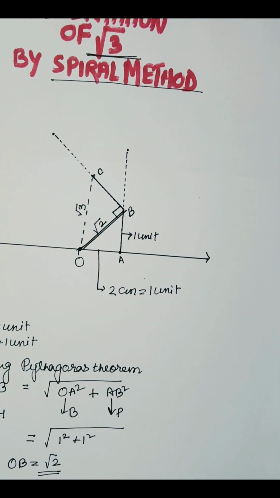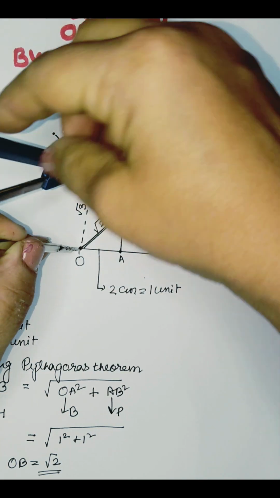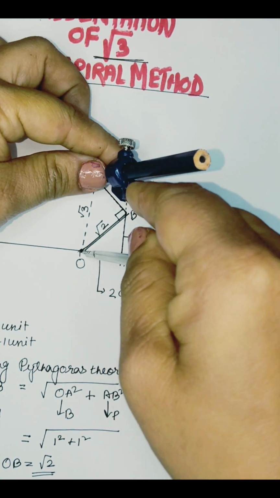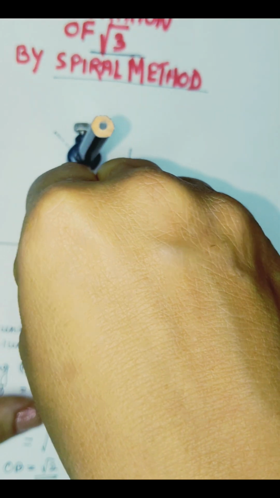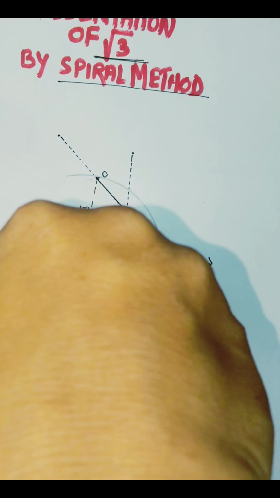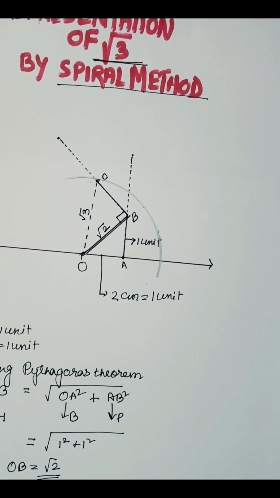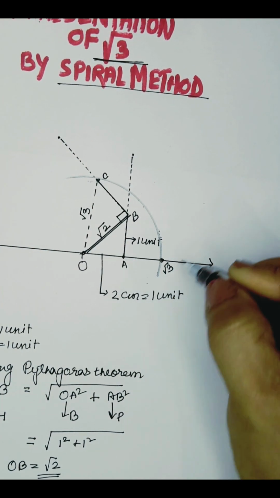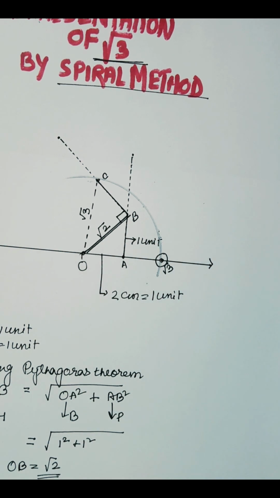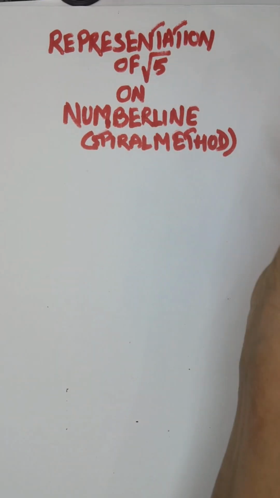OC is the length of the hypotenuse of triangle OBC. To locate root 3 on the number line, let us place the compass needle at point O and take OC as the radius. Draw an arc cutting the number line on the positive side. The point where the arc intersects the number line is the position of root 3. And this is how we represent root 3 on the number line using the spiral method.